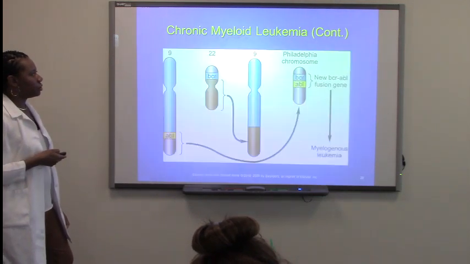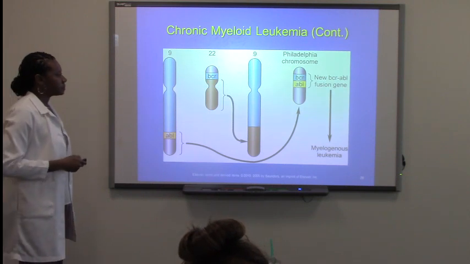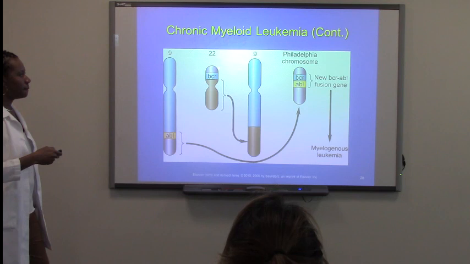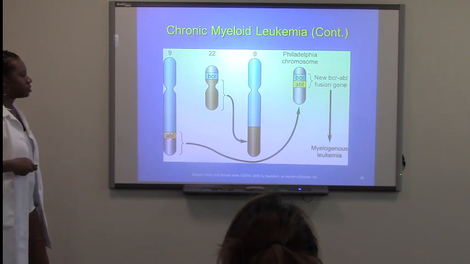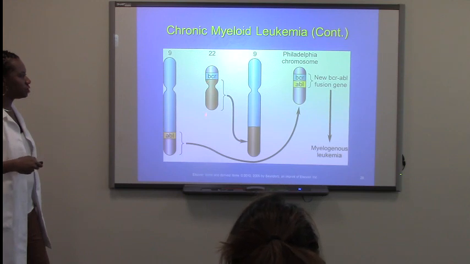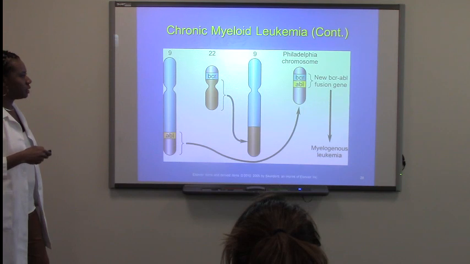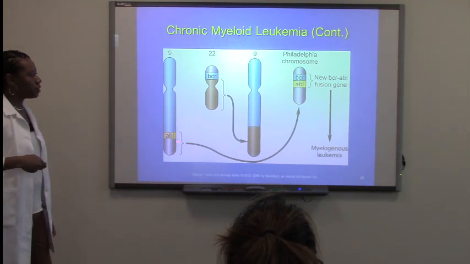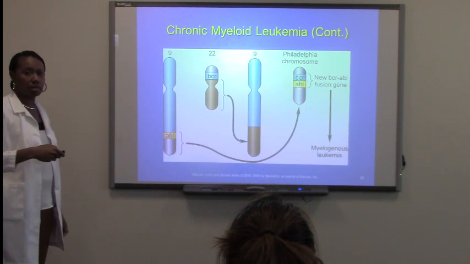Now, let me just show you what we're talking about. So here's chromosome 9, here's 22, and what happens here is that there's a translocation of 9 and 22. So this portion here just kind of pulls up down there. This here just kind of goes over there, and it makes this new chromosome called the Philadelphia chromosome. So it transfers the genetic information from 9 and 22 and makes this new gene, okay?